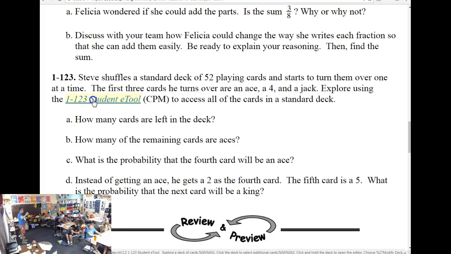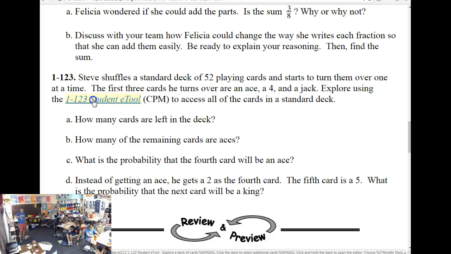Steve went to college and he got a job at the casino, right? So Steve shuffles up a deck of cards. 52. If you're not aware, there are 52 cards, actual cards, in a real deck, no jokers or wilds or whatever, 52 cards. The first 3 cards he turns over are an ace, a 4, and a jack. Okay?